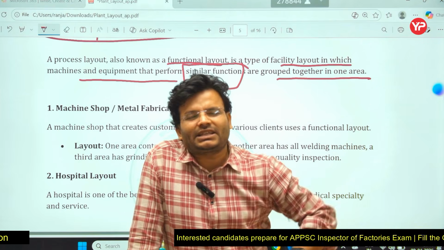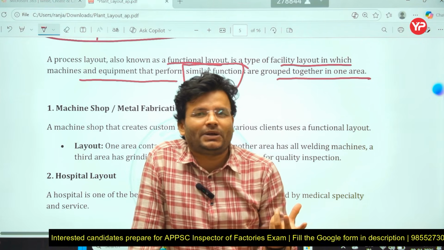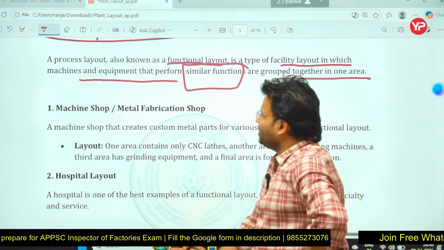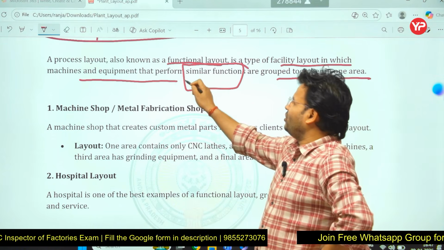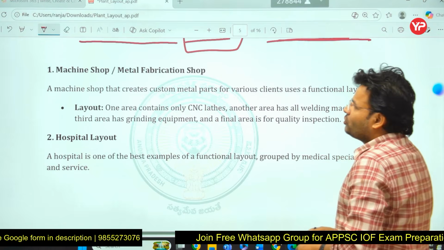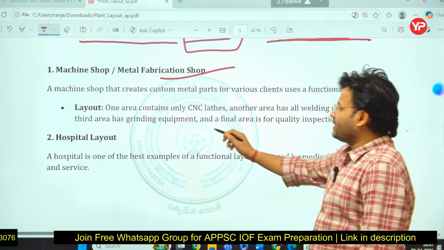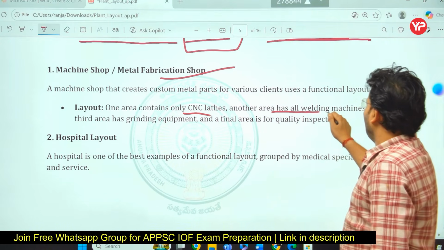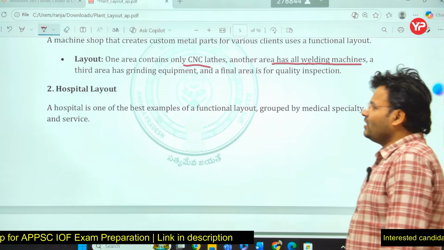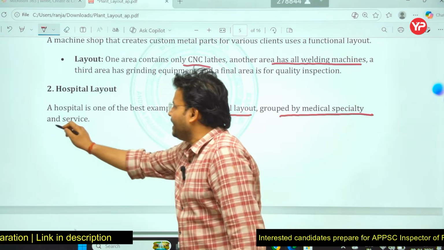So that comes under the category of functional layout, my dear friends, meaning similar types of products or similar types of functions are performed at a single given location. That is the simple meaning of functional layout. Similar functions are grouped together in one area. Like in a machine shop or metal fabrication shop, one area contains only CNC lathes, another area has welding machines, and so on. A hospital layout is one of the best examples of functional layout, grouped by medical specialty and service.